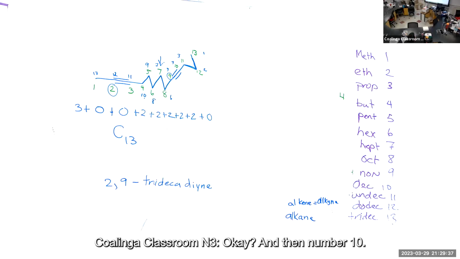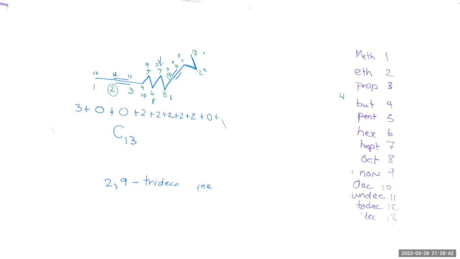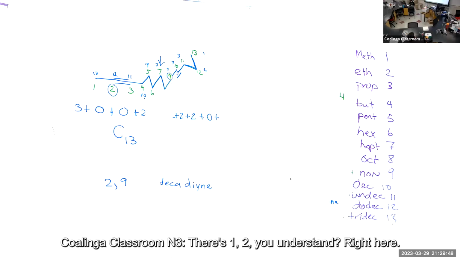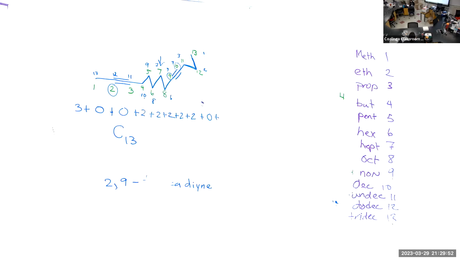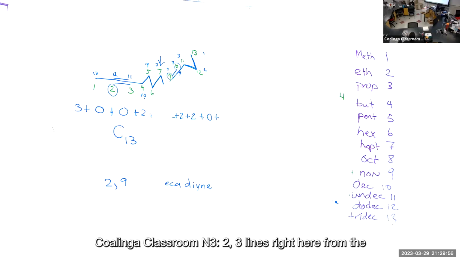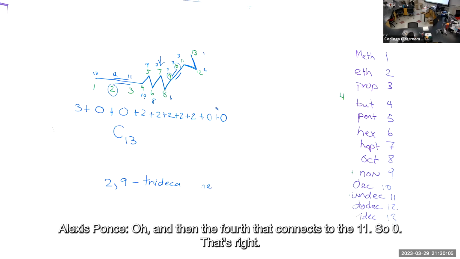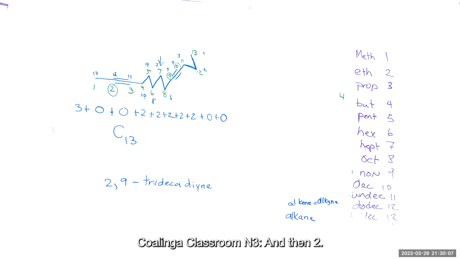Okay, and then number 10. Is it 2? There's 1, 2. Here's 10 right here. This is what we're looking at right there. See the circle? Yeah. Okay, so then that's 1, 2, 3 lines right here from the triple bond, and we got 1. Oh, yeah. And then the 4th that connects to the 11th, so 0? That's right. And then 2.